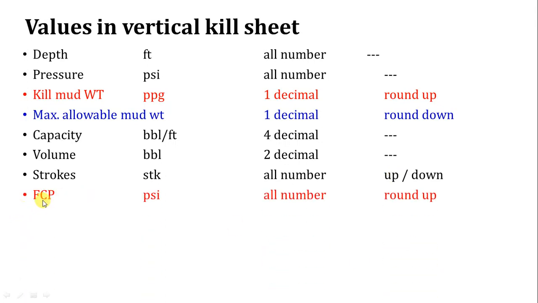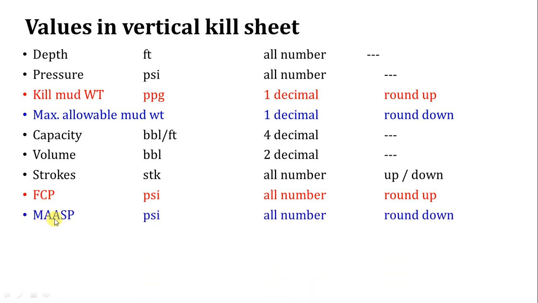FCP, which means the final circulating pressure, is the pressure that you have to keep pumping with until you finish killing the well with the kill mud weight. So FCP in PSI is all a number. It has to be rounded up, because if it is rounded down, it means you will get a second gain. So the FCP must be rounded up, and take care of this point very much.